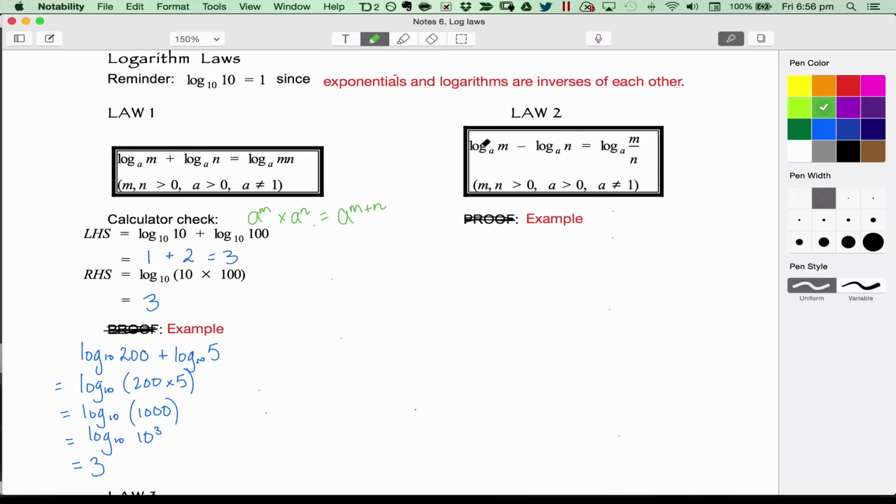Law 2 says log to the base a of m minus log to the base a of n equals log to the base a of m divided by n. That is of course related to the index law a to the m divided by a to the n is the same as a to the m minus n. An example here for you.